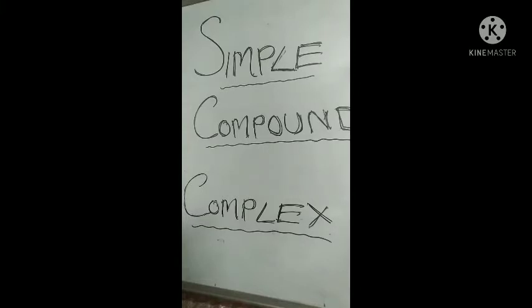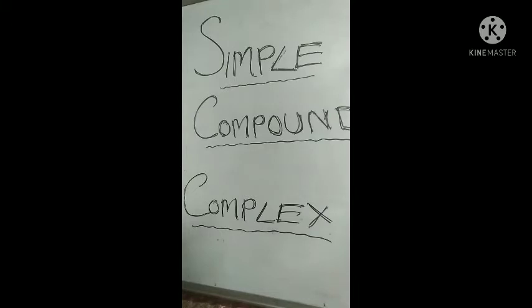The clause can be divided into two types. One is the independent clause, which depends on itself. Another is the dependent clause, which depends on another part of the sentence. So what is an independent clause? A clause that contains both a subject and a predicate and can stand alone as a sentence, or it can be a part of a multi-clause sentence.